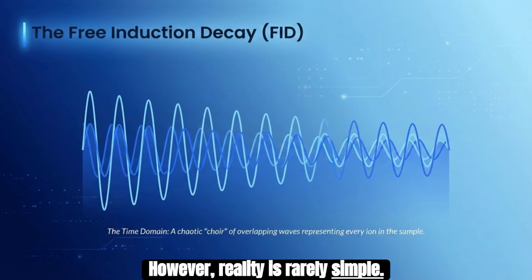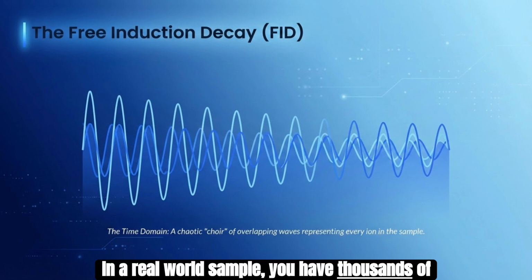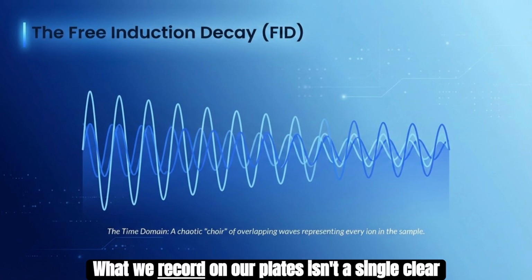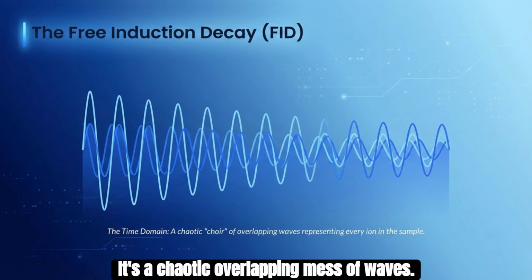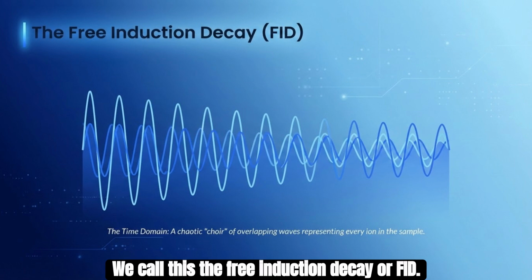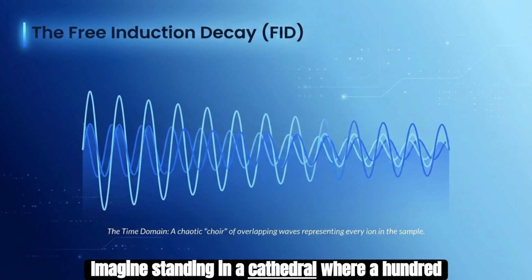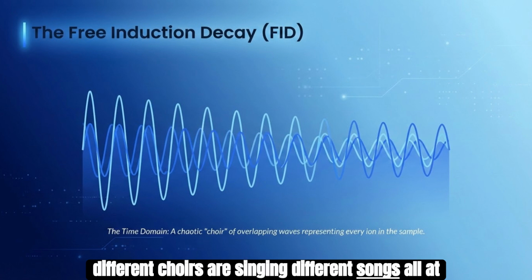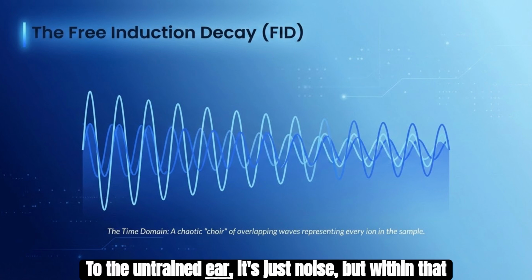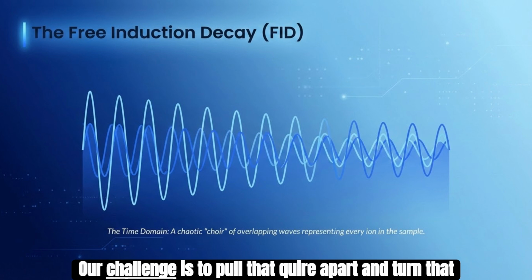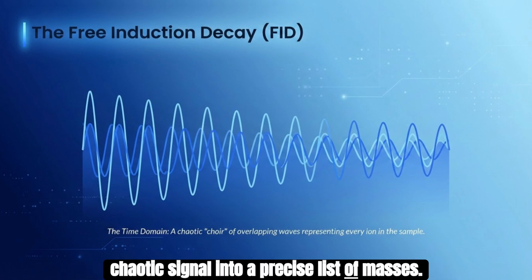However, reality is rarely simple. In a real-world sample, you have thousands of different ions spinning in that cell, all singing at the exact same time. What we record on our plates isn't a single clear note. It's a chaotic, overlapping mess of waves. We call this the free induction decay, or FID. It is a signal recorded in the time domain. Imagine standing in a cathedral where 100 different choirs are singing different songs all at once. To the untrained ear, it's just noise. But within that noise is the ultimate truth of your sample. Our challenge is to pull that choir apart and turn that chaotic signal into a precise list of masses.